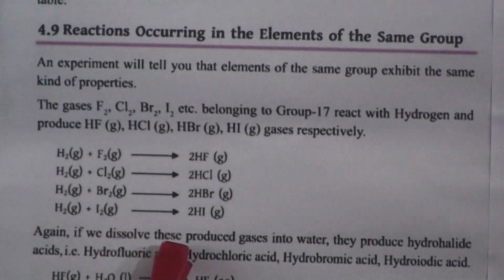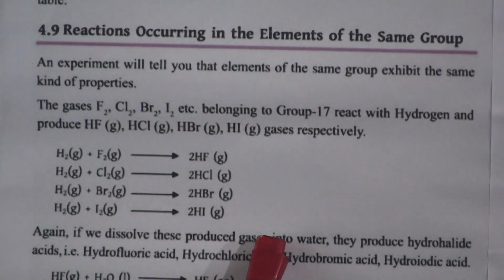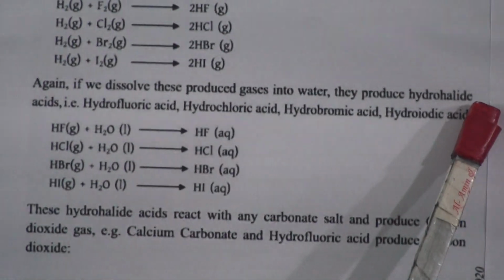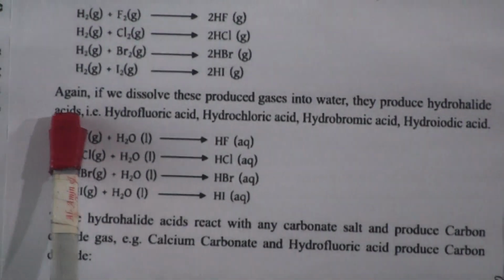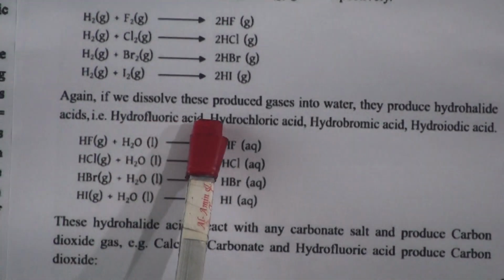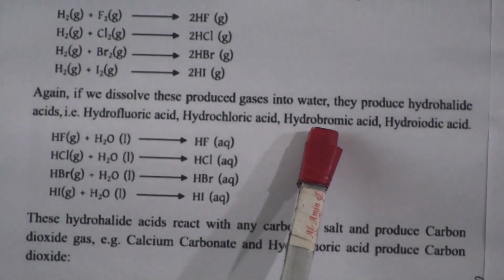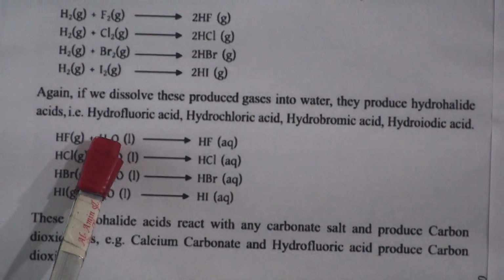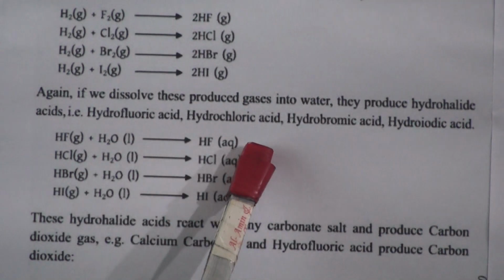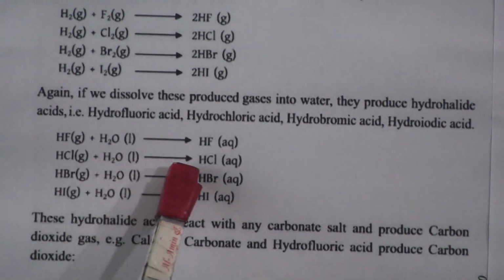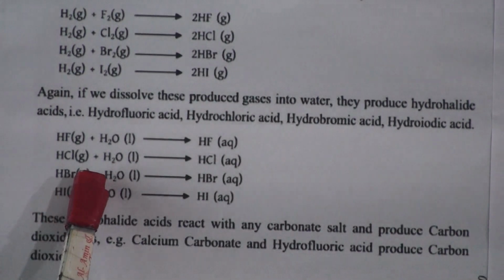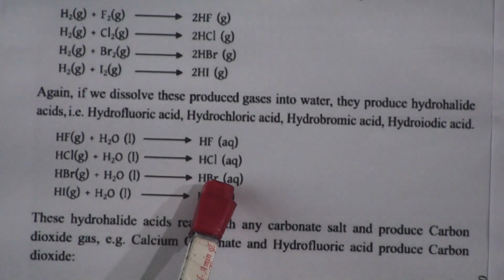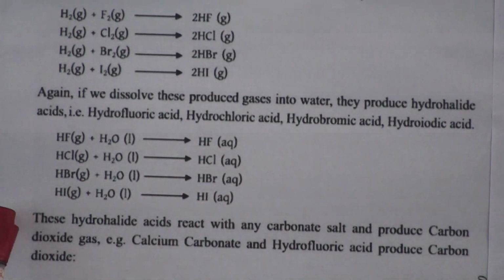Now again, if we dissolve these produced gases in water, they produce hydrohalic acids like hydrofluoric acid, hydrochloric acid, hydrobromic acid and hydroiodic acid. Hydrogen fluoride plus water forms hydrofluoric acid, hydrogen chloride plus water produces hydrochloric acid, hydrogen bromide gas reacts with water and produces hydrobromic acid.